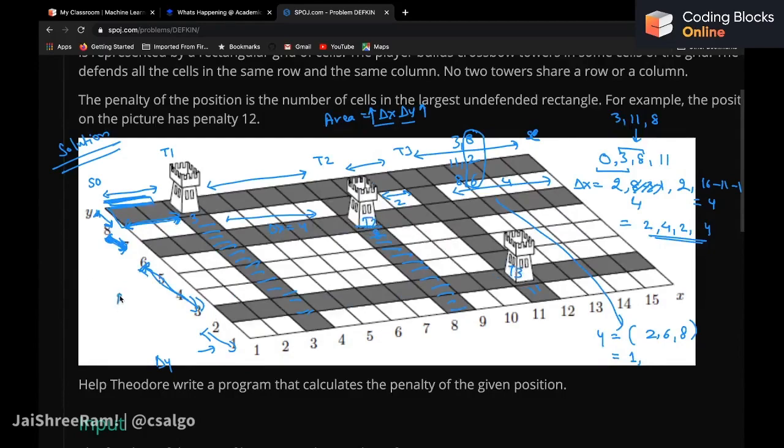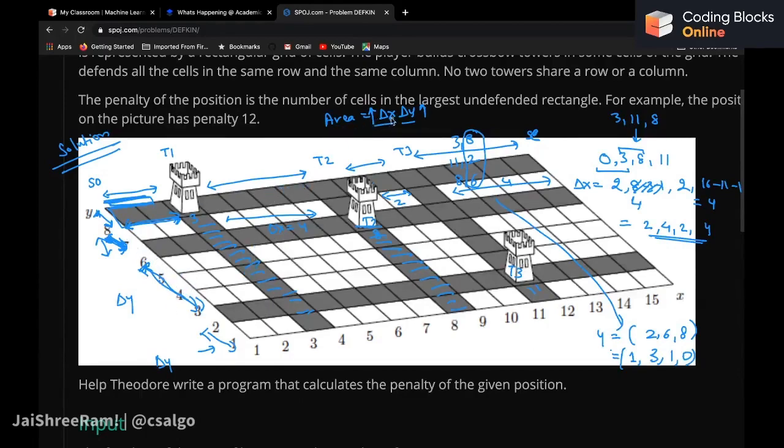Okay, so this delta y is going to be 6 minus 2 minus 1, that is 3. Then this delta y is going to be 8 minus 6 minus 1, that is 1. And finally we will have a delta that is 9 minus 8 minus 1, that is 0. Okay, so now you know what is a possible delta y and what is a possible delta x.